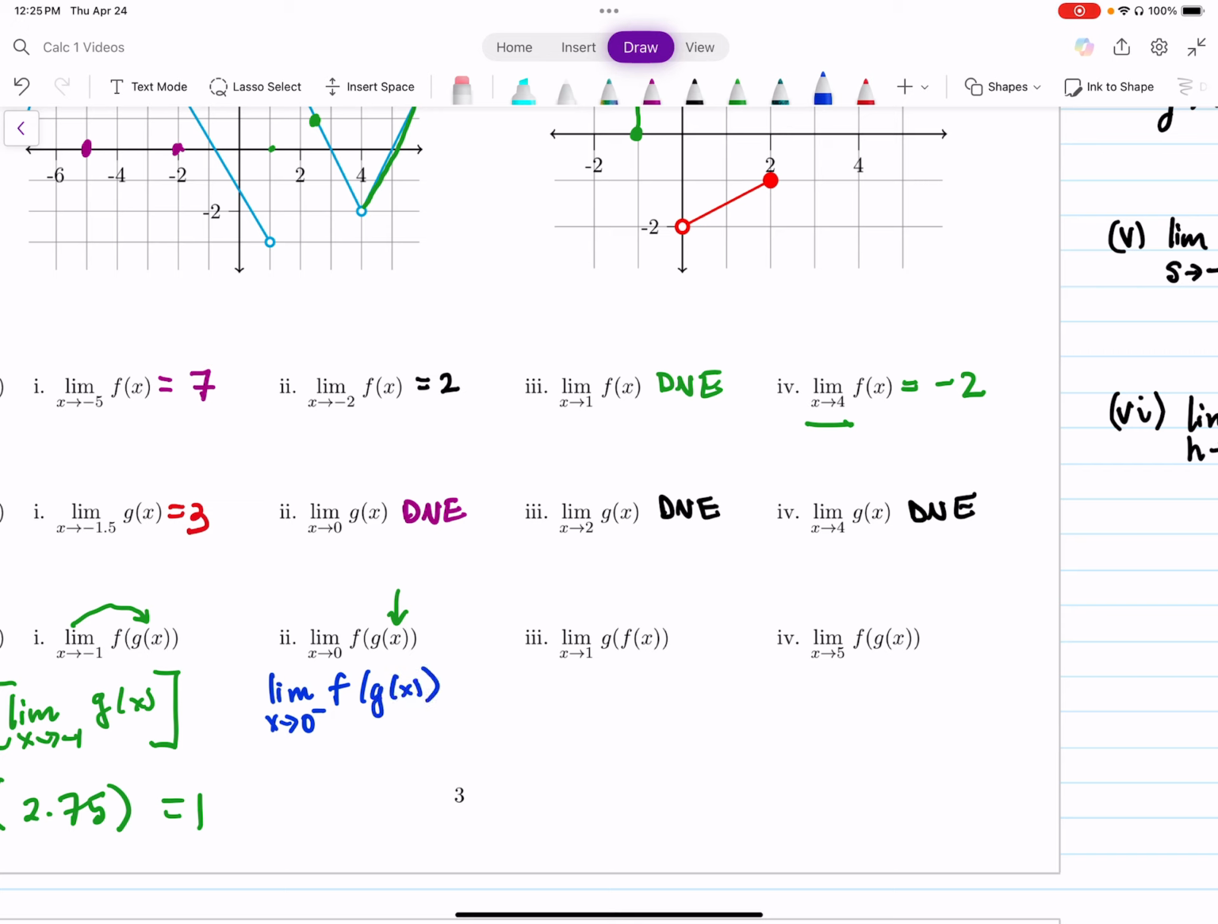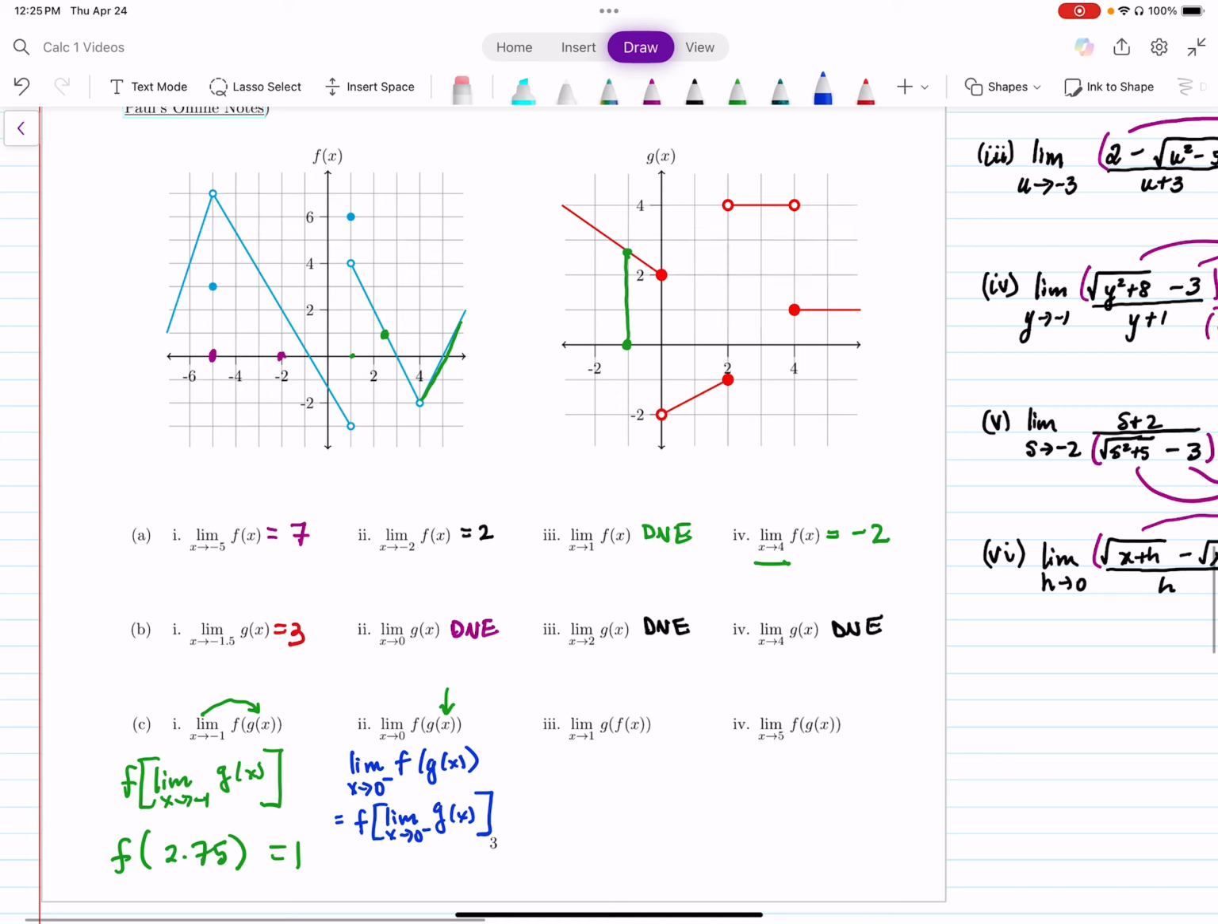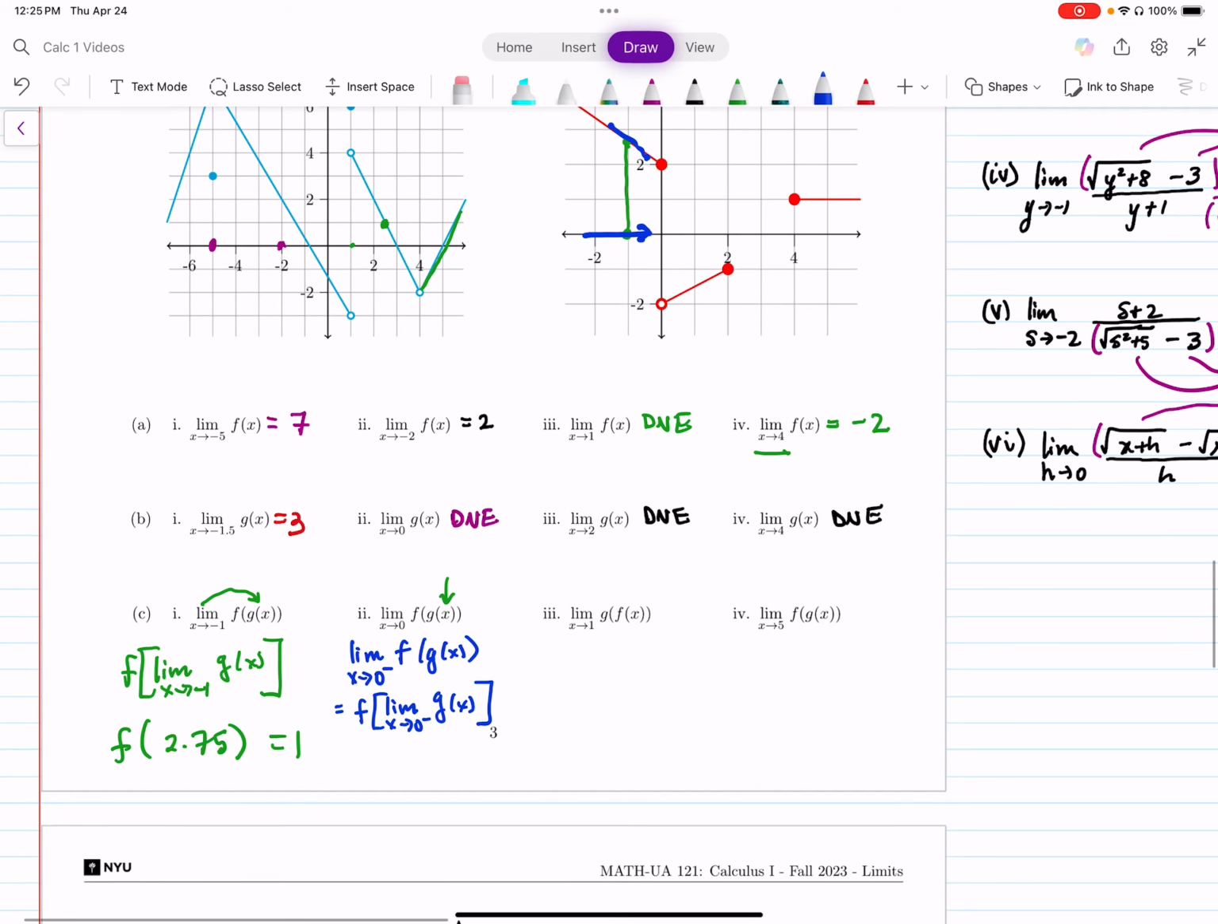Well, the limit on the inside does exist, so that's equal to f of the limit as x approaches 0 from the left of g of x. And as we see, as we come from the left of 0, our y value is headed towards 2. So this should be f of 2, which is, coming over here, 2.